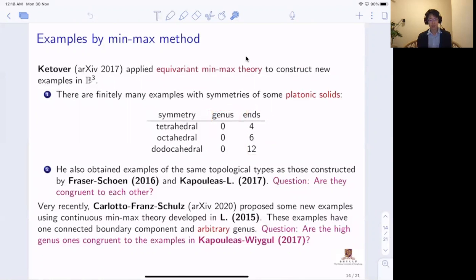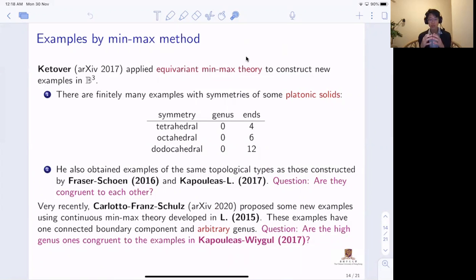Okay, all right. So he also, by considering other symmetry groups, constructed genus 0 examples of any number of boundary components. Okay. So they will have the same topological types as the Fraser-Schoen surfaces, and he also constructed examples which are topologically the same as the surfaces that I constructed with Kapouleas.